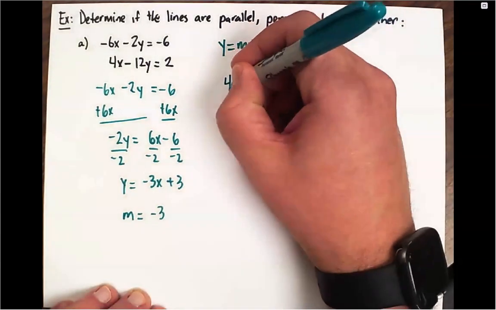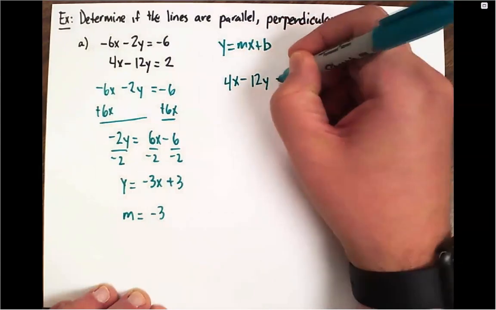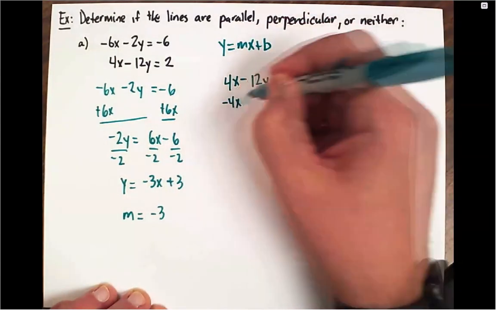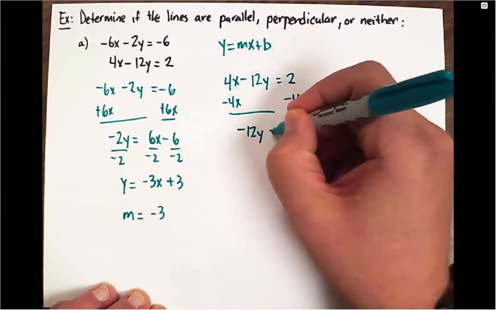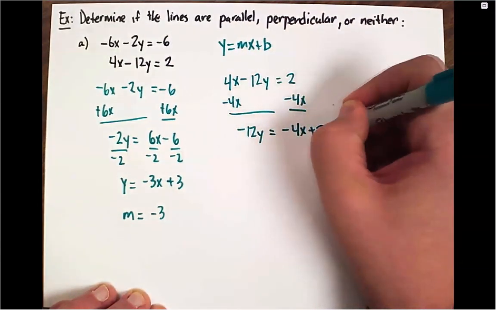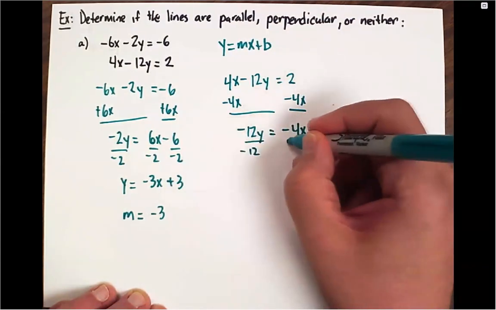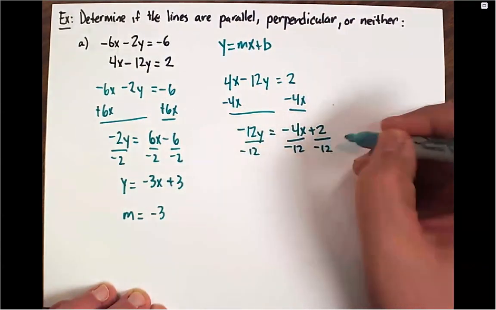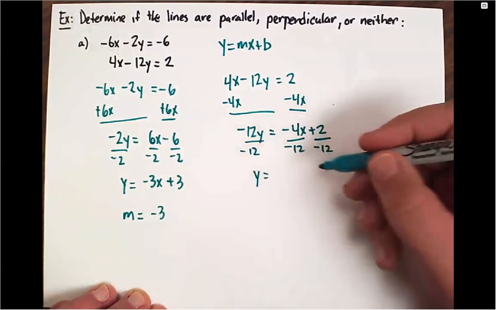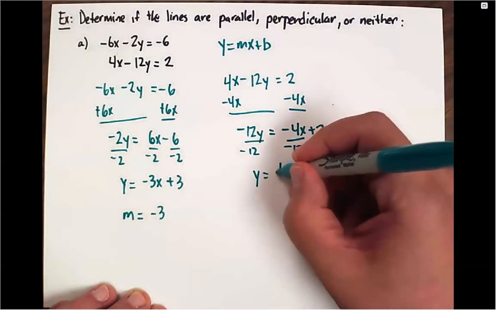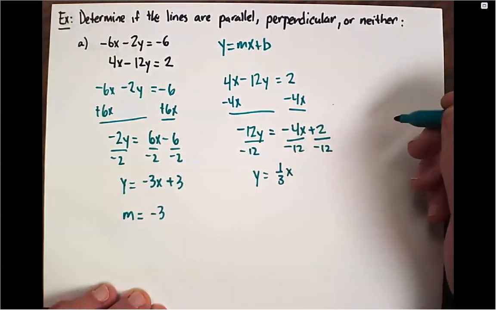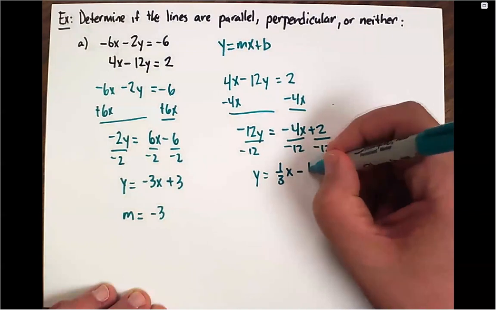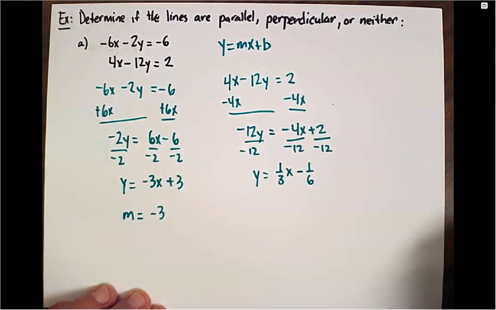So I'm going to take 4x minus 12y equals 2, and I'm going to subtract 4x from both sides. So that's going to give me negative 12y equals negative 4x plus 2, and then divide everything by negative 12. So y equals negative 4 over negative 12, that's positive 1 over 3 x, and then 2 over negative 12, that's negative 1 over 6. So what's the slope of this line?